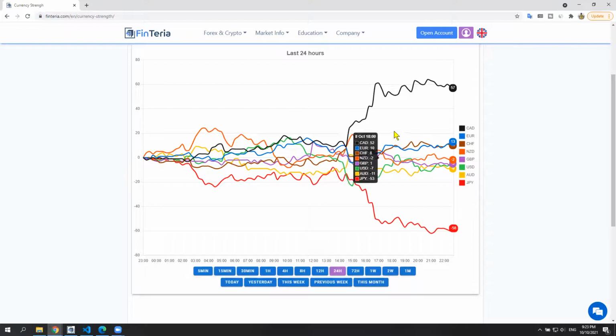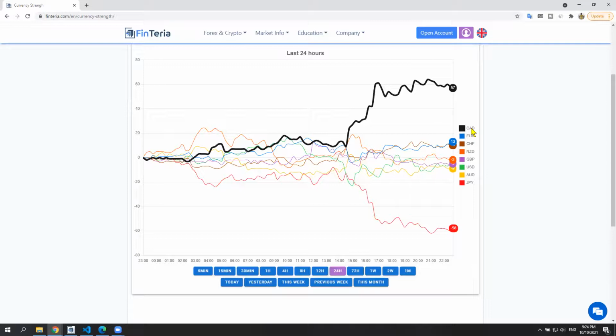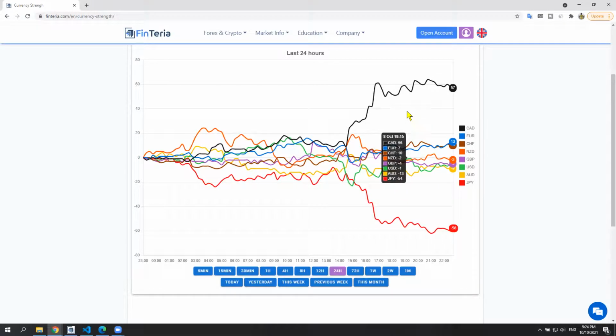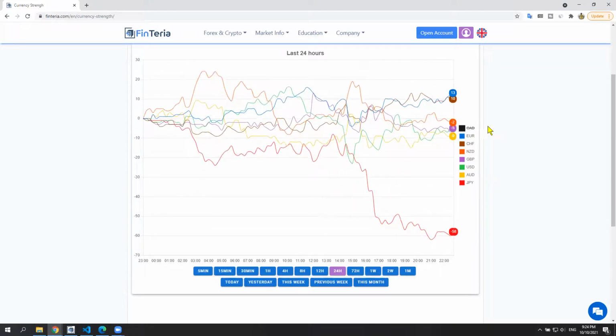Another interesting feature is that you can put your mouse over the legend and it will be highlighted. So sometimes you want to see a particular tendency on one currency. So you can just select it and then it will be highlighted. The width of the line will change and you can see the movements much better. Another opportunity for you is that sometimes you need to switch off some currencies and you can just click and it will be removed from the chart.